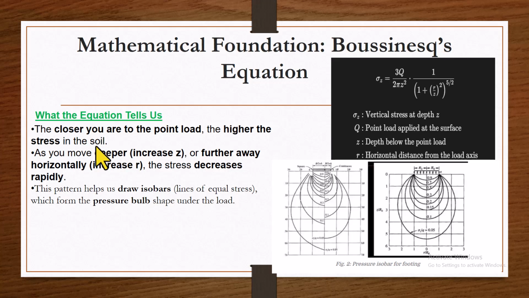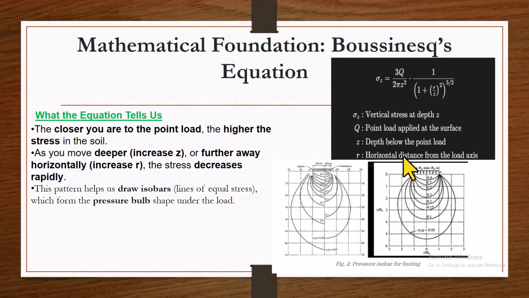Then if you move away horizontally, the stress also decreases, as you can see from the formula. Both z, which is the depth, and r, which is the horizontal distance from the applied load, if they increase, the pressure will also decrease.